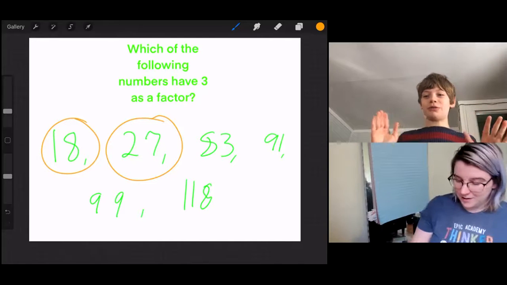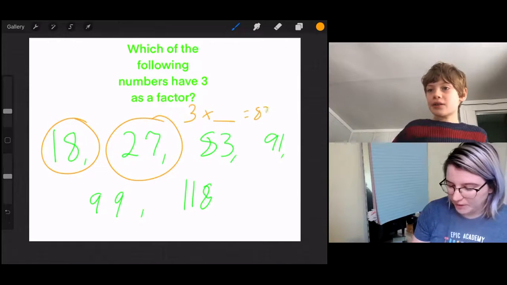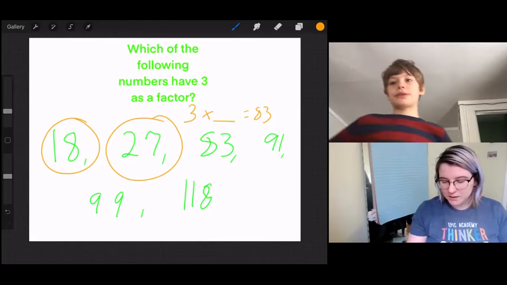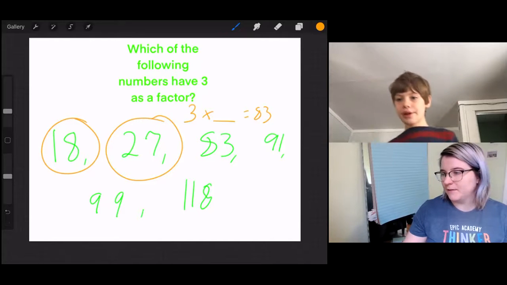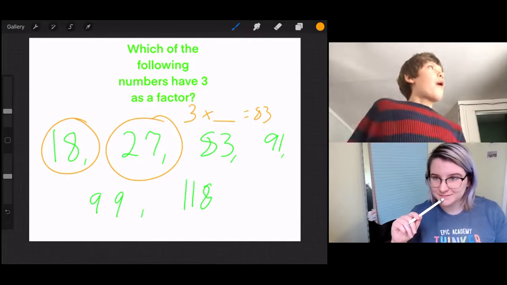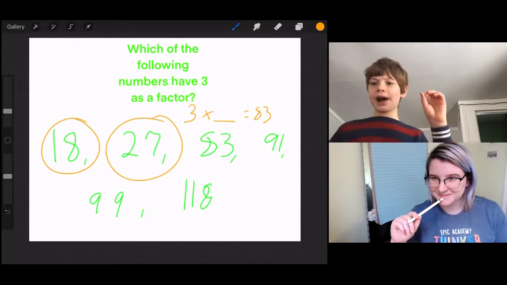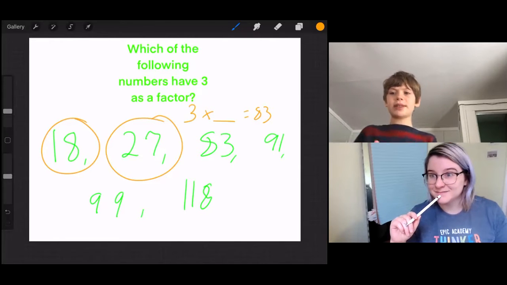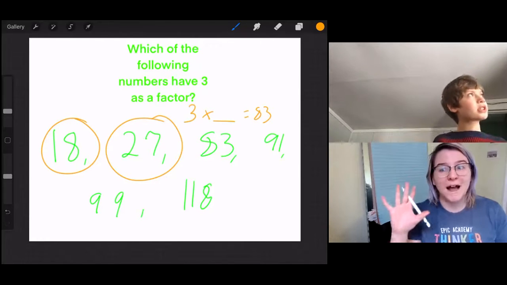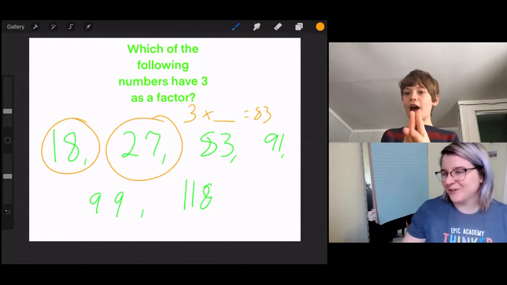So let's do 3 times what equals 83? We don't need to do 20. Do you want to skip to 25? What's 3 times 25? 3 times 25 is 75. We're not quite there yet.